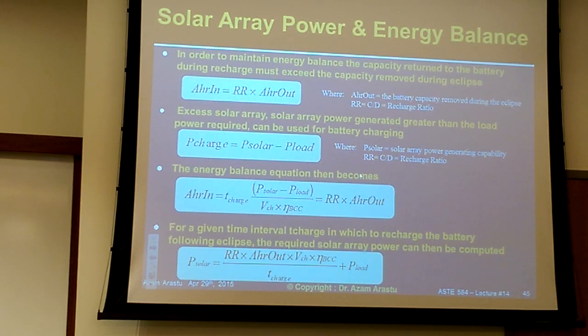I cannot afford to go to 80% DOD in LEO because the battery is going to collapse very quickly. I don't know if I discussed all this during the battery talk, but that's an important one. One more last question.